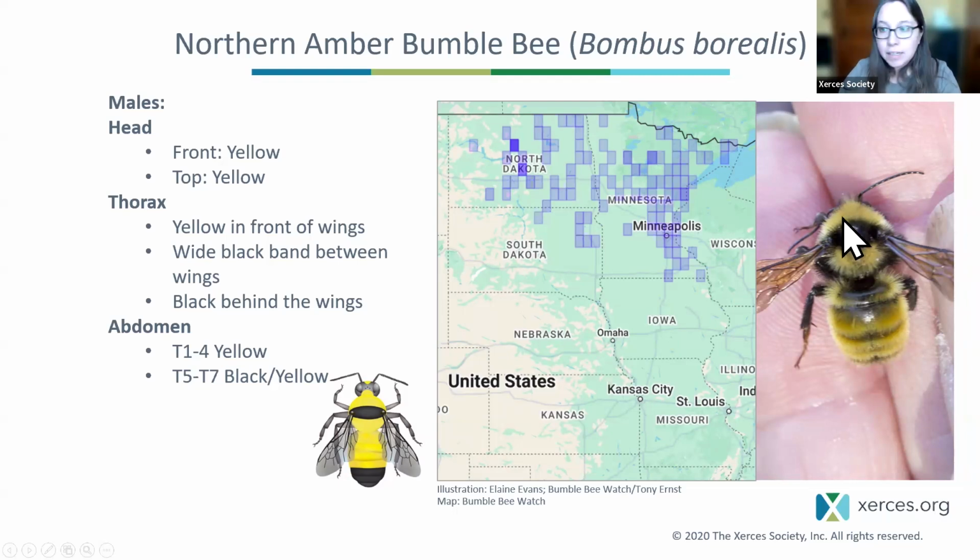Looking at the thorax, once again, similar color patterning to the females. There's yellow in front of the wings, yellow behind the wings. There's a wide black band of hairs between the two wings, and then black hairs underneath the wings. And then, like the females, they will have yellow hairs on the top of their head and front of their face.